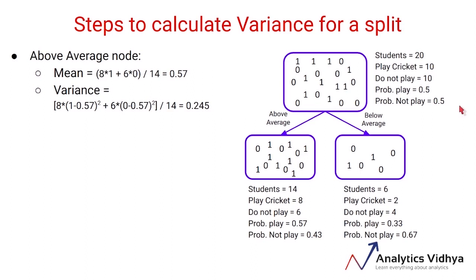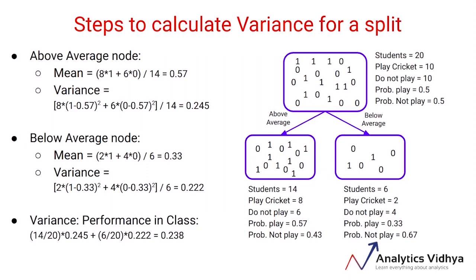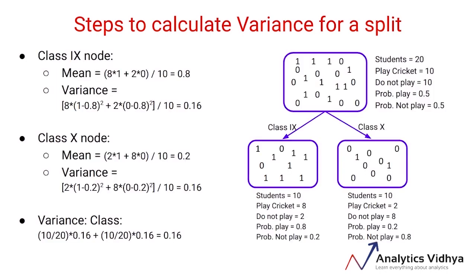Similarly, we will calculate the variance for the below average node. Mean, when we plug in the values, comes out to be 0.33 and the variance is 0.222. You can again pause the video and just verify the values by yourself. Finally, the variance for the split on performance in class is the weighted sum, which comes out to be 0.238. We can calculate the variance for the split on the class variable in a similar fashion. We've calculated the values here for you, and the variance for the split on class comes out to be 0.16.